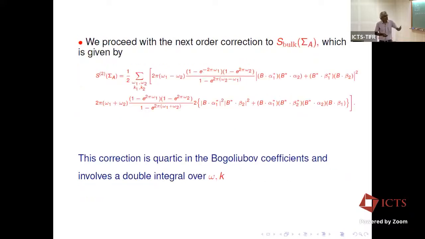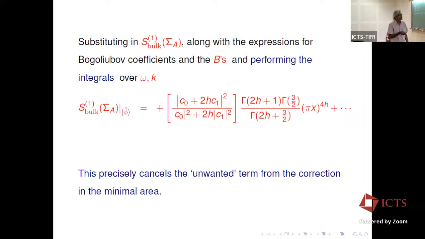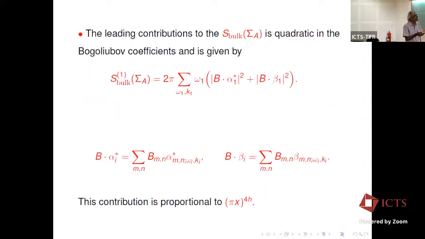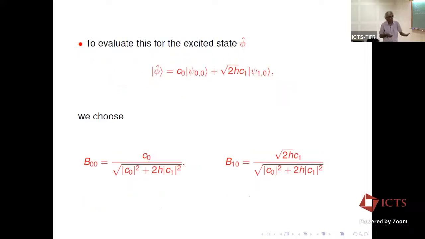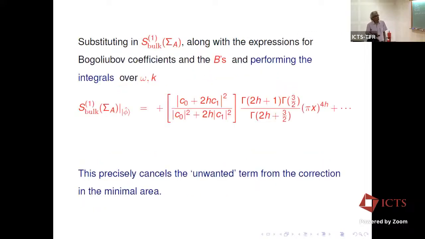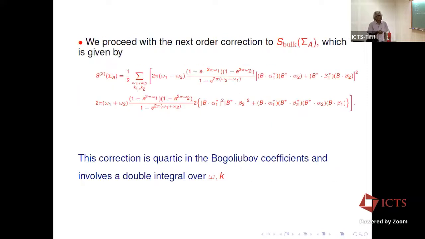And you go to the next order. Just to see the amount of work: you have to do an integral over omega and k in this, actually one integral. And in the next order, this is the expression for the next order correction to the density matrix. There are two double integrals over omega k, and it's quartic in Bogoliubov coefficients.